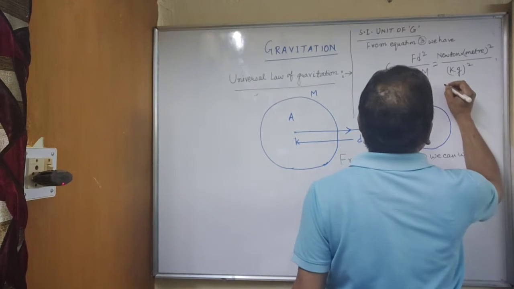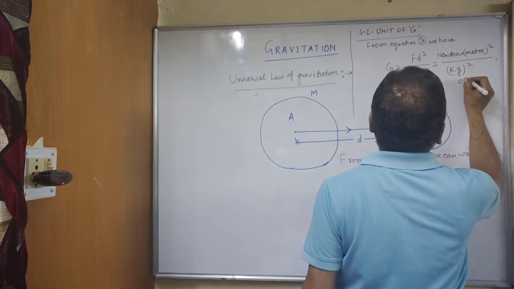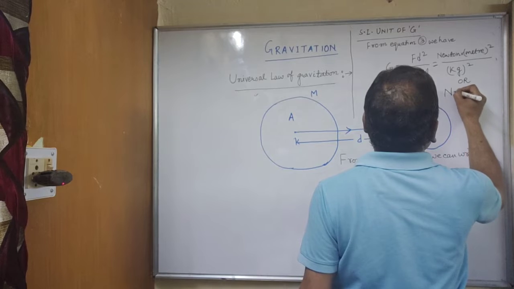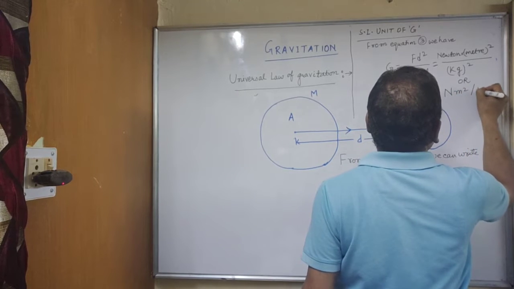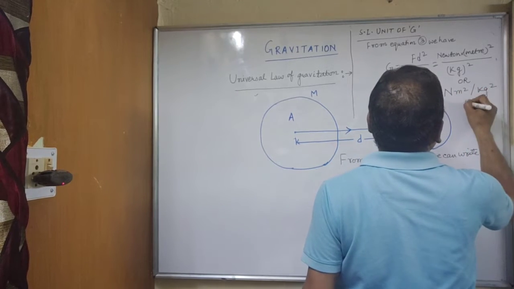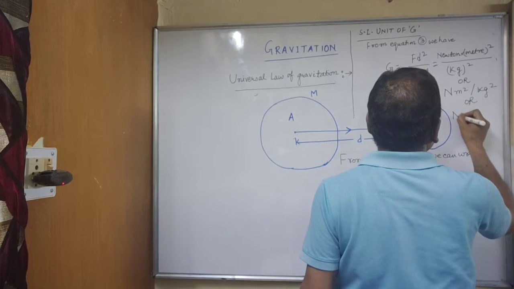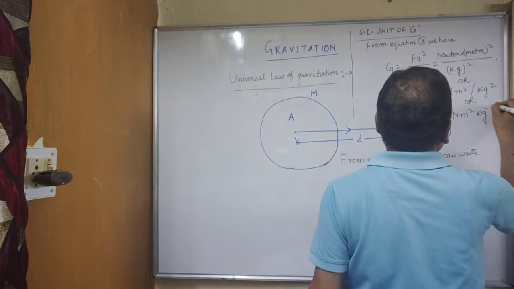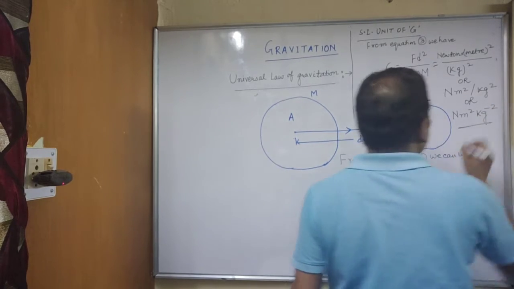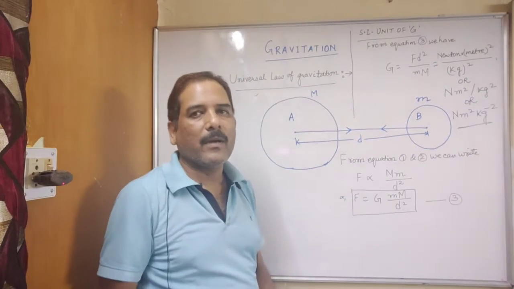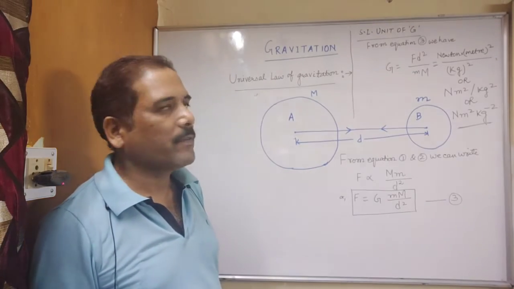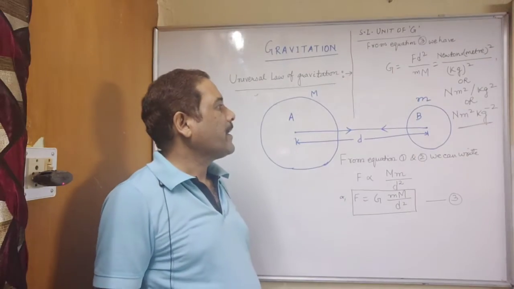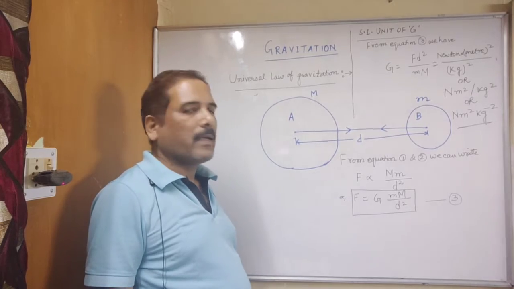So SI unit of G is, we can write N m square per kg square, or it can be written as N m square kg to the power minus 2. So very important, must remember that SI unit of gravitational constant is N m square per kg square.